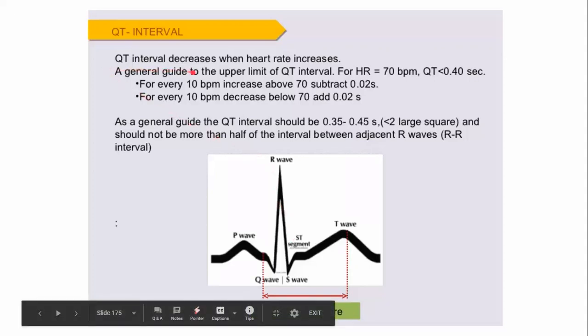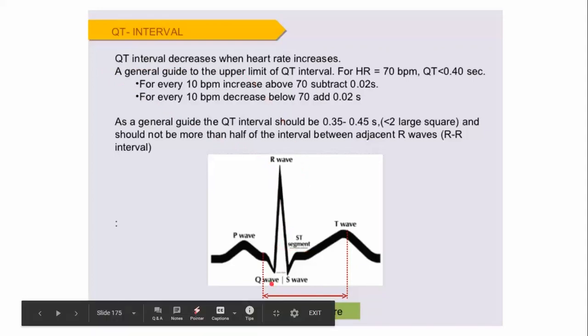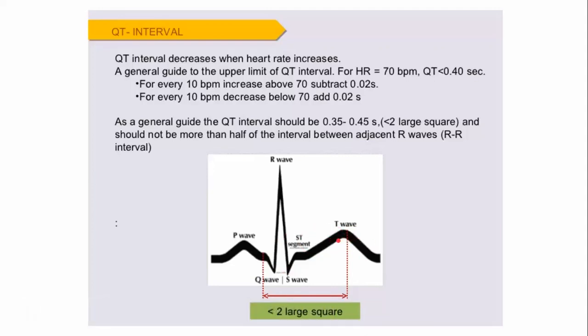The QT interval decreases as the heart rate increases. Okay, so as the rate gets faster, the interval between the beginning of the Q wave and the point of measure at the end of the T wave, or the peak of the T wave, is going to decrease. Okay, why is all this important? Because this is the refractory period for the ventricle. This is a point in time that the ventricle is repolarizing, and this is a vulnerable point for the ventricle.